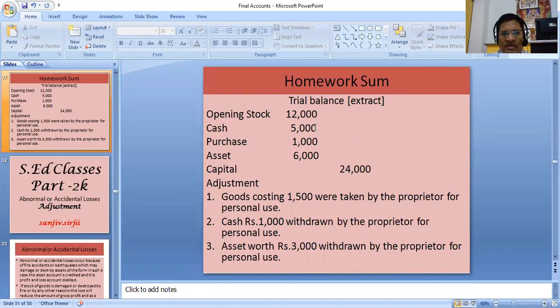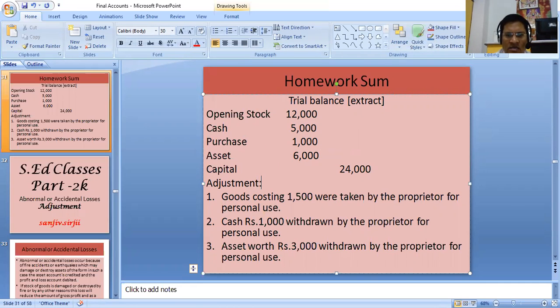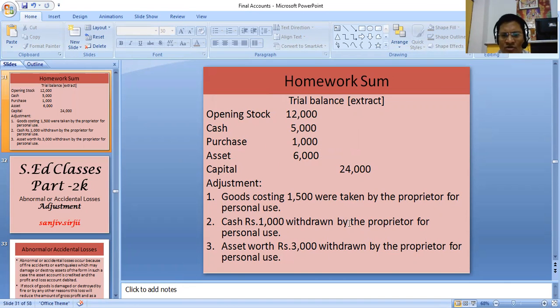So this is your homework, students. Opening stock 12,000, cash balance 5,000, purchase 1,000, assets 6,000, and capital 24,000. This is your trial balance extract, a part of the trial balance. And adjustments are given. So these are the different adjustments. Goods costing 1,500 were taken by the proprietor for personal use. Cash 1,000 withdrawn by the proprietor for personal use. So again, one more drawing. Asset worth rupees 3,000 withdrawn by the proprietor for personal use. So these three drawings, you will be subtracting this 5,500 total drawings from capital only, and just do the sum and give it to me.